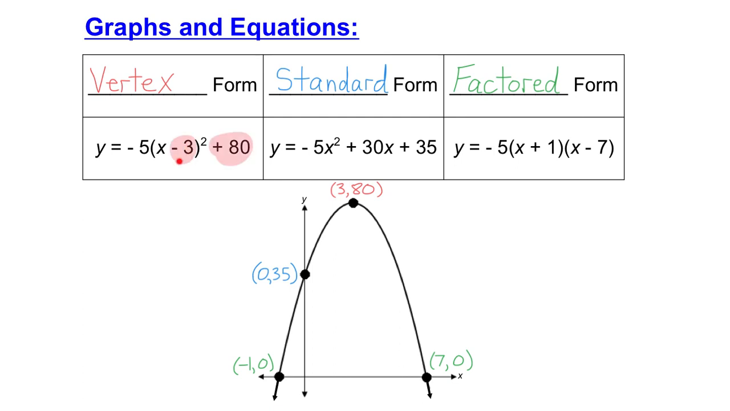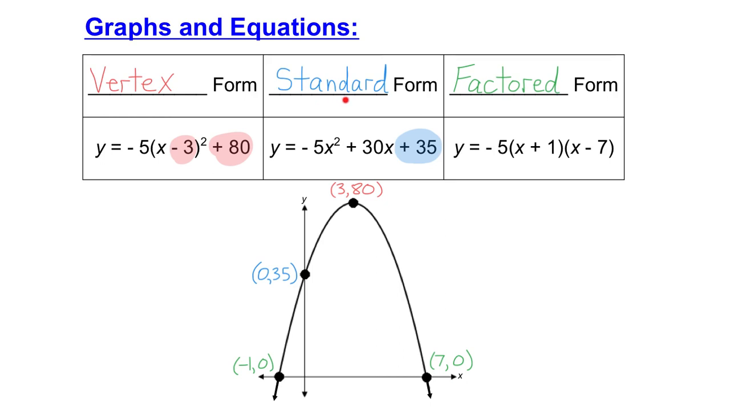In the vertex form, if you look at these numbers in the vertex form equation, they tell you the location of your vertex. Watch out here, it says x minus 3. The x coordinate is positive 3. Plus 80, still plus 80. Watch out for that, but if you know those two numbers, that tells you where the vertex is.